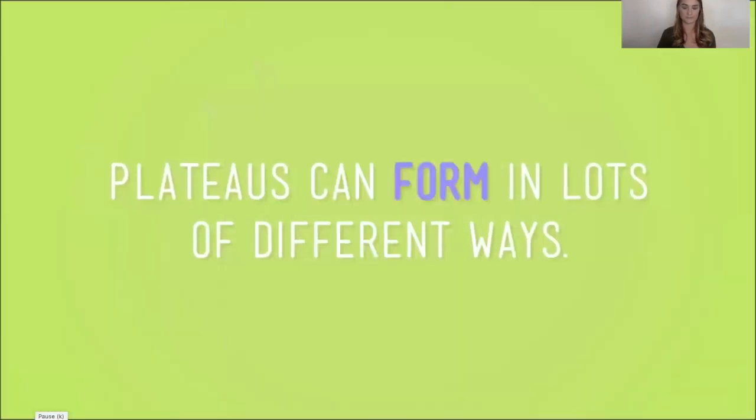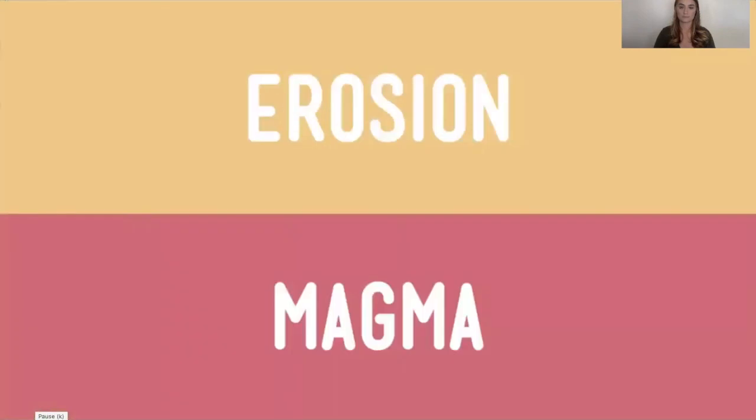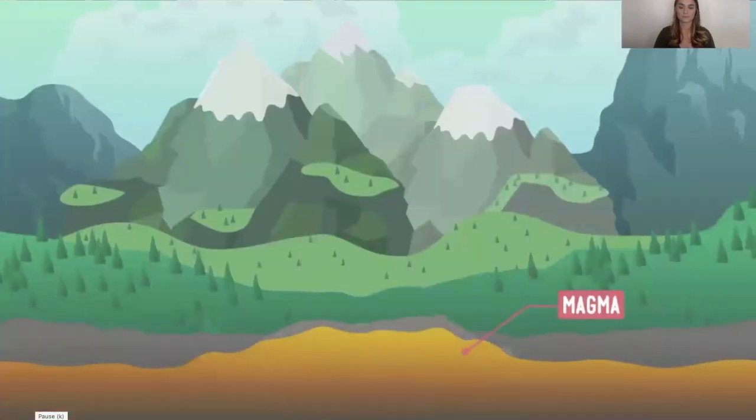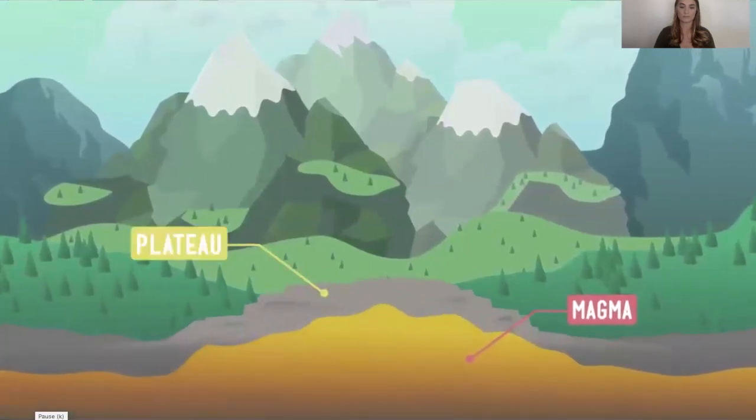No matter what they're called or what size they are, plateaus can form in lots of different ways. Sometimes they're caused by the erosion or wearing away of mountains, like by water or really big pieces of ice. Other plateaus are made by magma, which is really hot, melted liquid earth below the surface. When magma swells up below the surface but can't break through, it can push up a flat chunk of land, leaving that table-like formation behind.